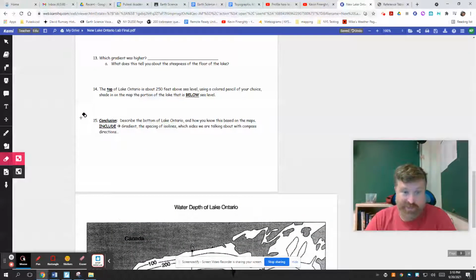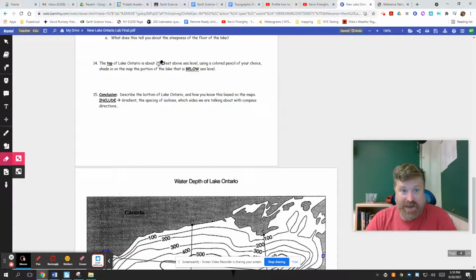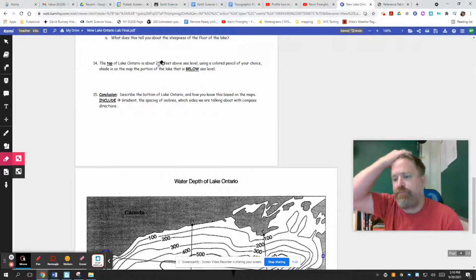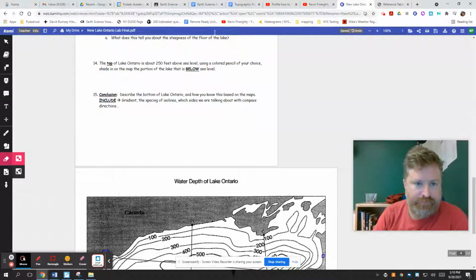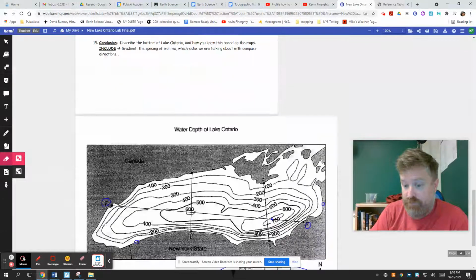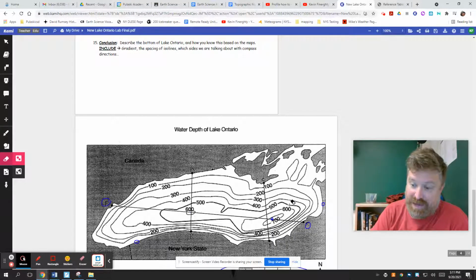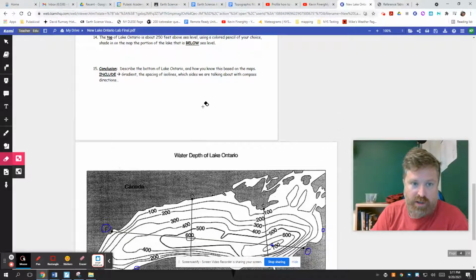All right. The rest of it's not too bad. If the top of Lake Ontario, the shoreline of Pulaski, the shoreline of what do you call it over there? The lighthouse, all of that, Port Ontario. If that is about 250 feet above sea level, right here, that means everything below 250 feet is actually, the bottom of this lake is actually lower than sea level, which is kind of weird to think about. It's way down there. So you're going to color all that just using colored pencil or something.